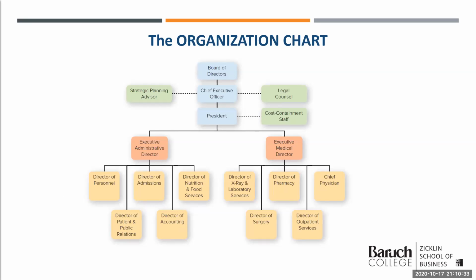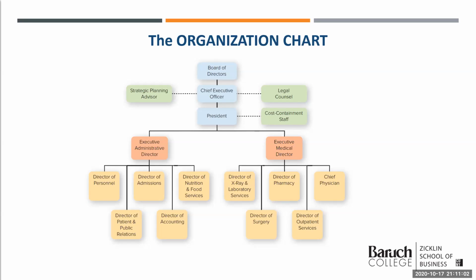Another way of understanding the structure of an organization is by looking at the organization chart. This is actually called a box and line illustration, and this is important to know. Every company will have something like this. The purpose of this diagram, this box and line illustration, is that it reveals two kinds of information.